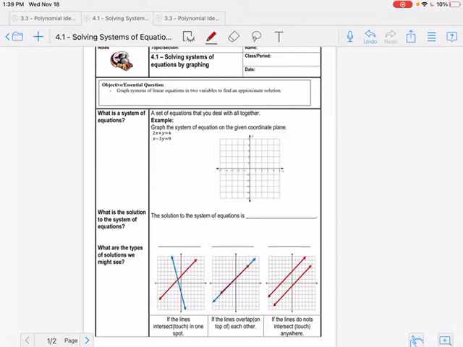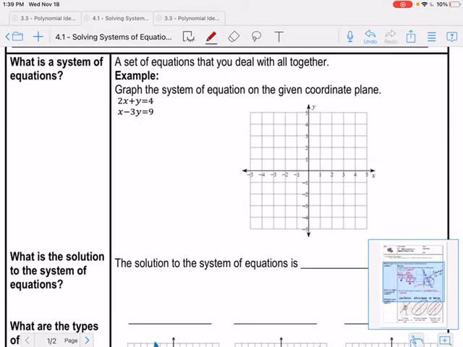How's it going? So today's lesson, we're actually gonna go over solving systems of equations by graphing. So we got 3 questions that we gotta answer. Make sure that you follow along with the notes. Cool. Now, what is a system of equations?